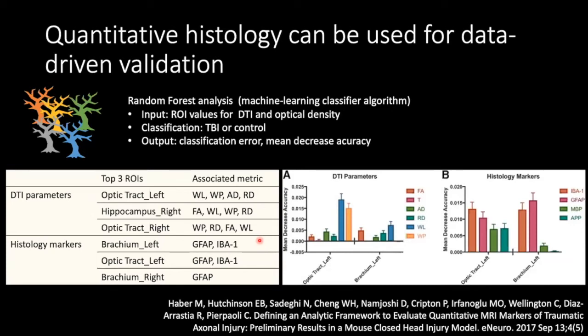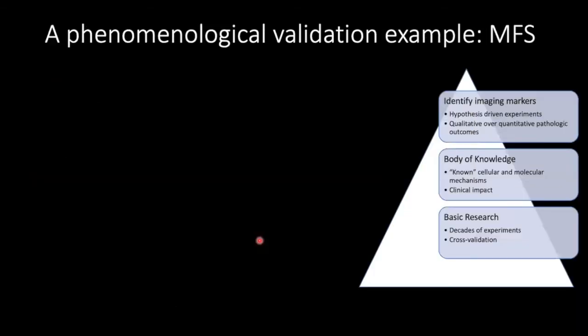That said, I think that it's not the only way forward. And I think a lot of times we don't look at the body of literature that exists already in neuropathology studies. I want to give just one example of that perspective on doing validation.